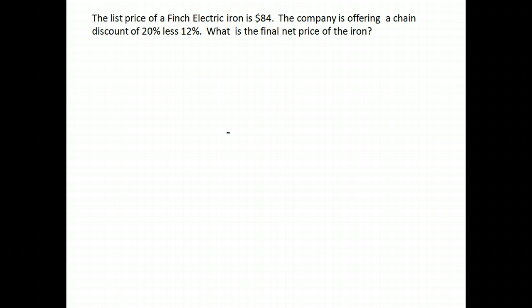Alright, the list price of a Finch electric iron is $84. The company is offering a chain discount of 20% less 12%. Okay, what is the final net price of the iron? Well, first we're going to find our rate. Okay, so we find the complements of each of these.